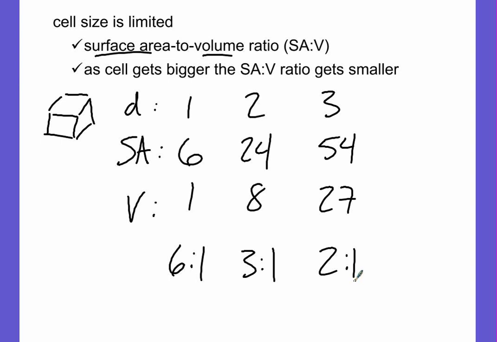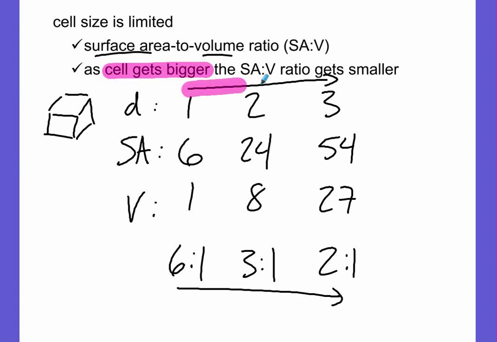So what you're supposed to be seeing here is that as I go across here, as my diameter gets bigger, my surface area to volume is actually getting smaller, right? So that's what I wrote right in here. As the cell gets bigger, that's my diameter, my surface area to volume ratio is going to be getting smaller.